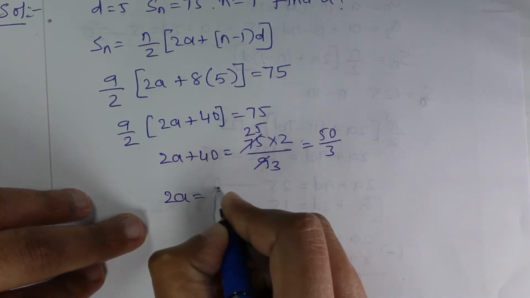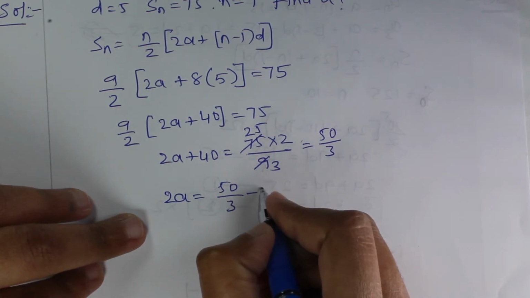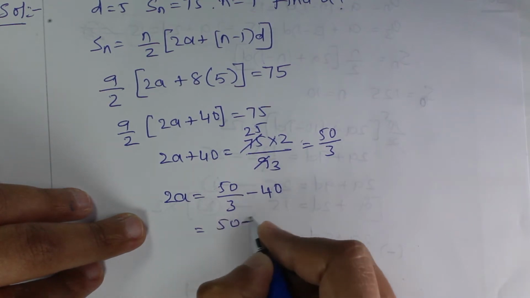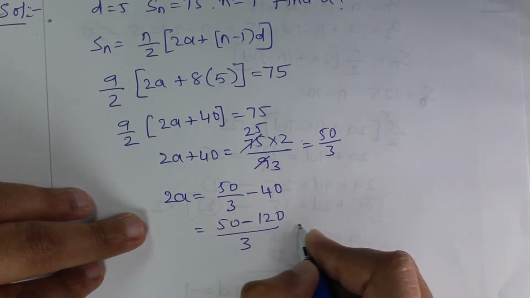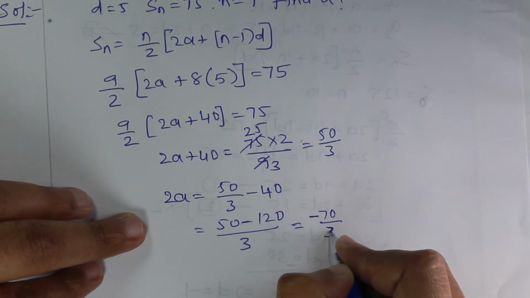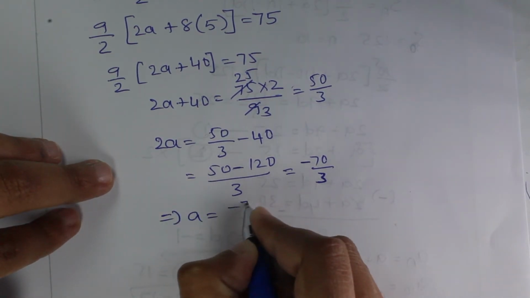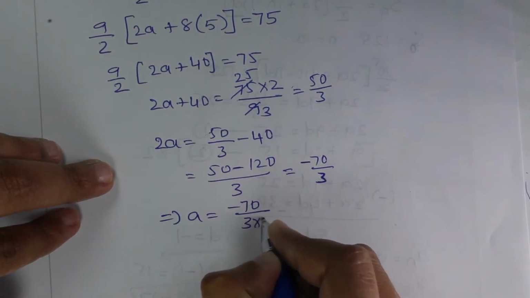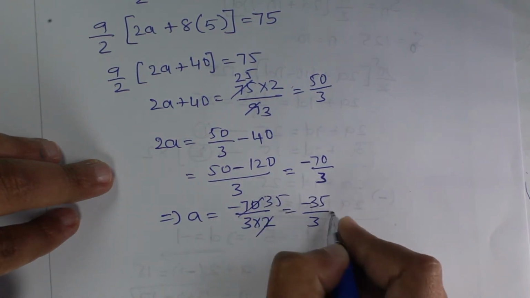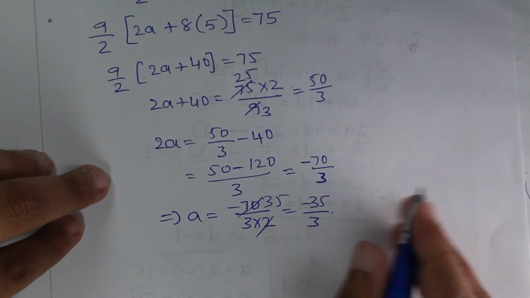So 2a is equal to 50 by 3 minus 40. That is equal to 50 minus 120 divided by 3. That is equal to minus 70 by 3. That implies a is equal to minus 70 by 3 divided by 2, which is equal to minus 35 by 3. So the answer for a is minus 35 by 3.